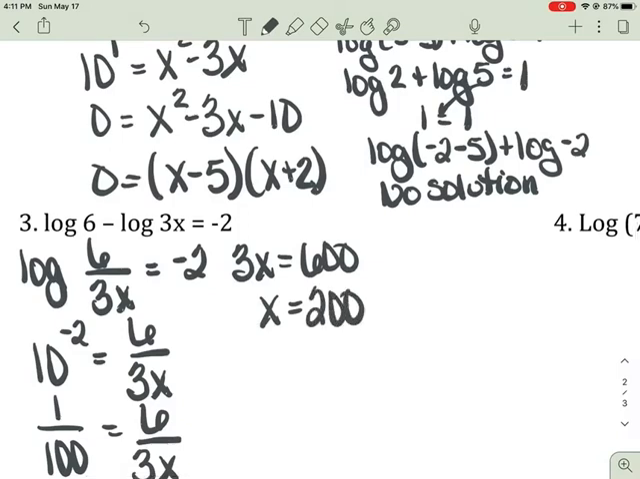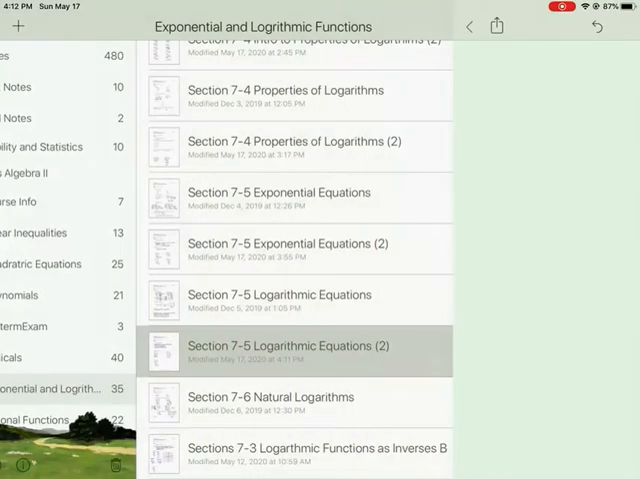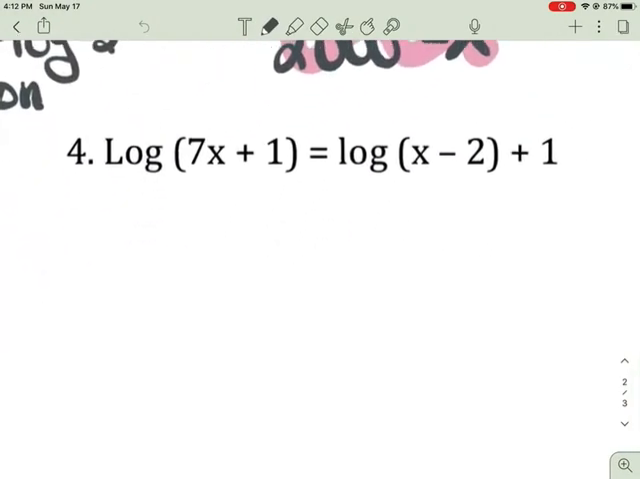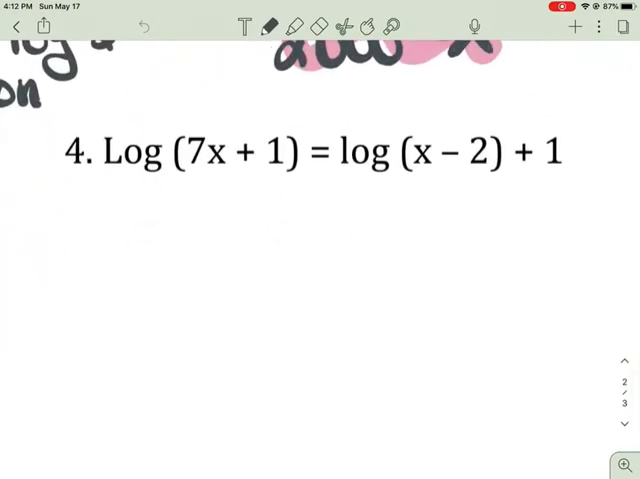So 200 does work. We do get negative 2. So I'm giving you a heads up there. That does work. All right, let's try this last one. Oh, what's happening here with my log? Oh, this is a problem.